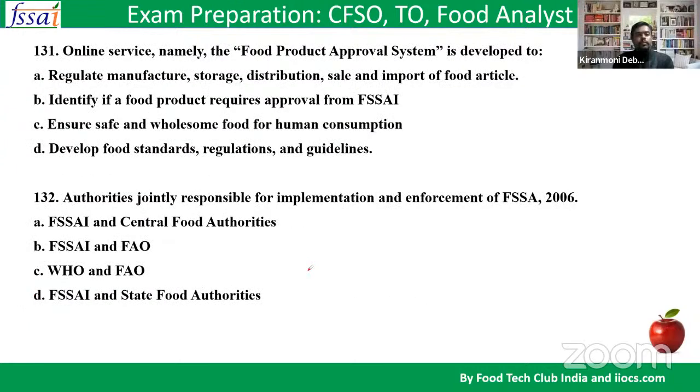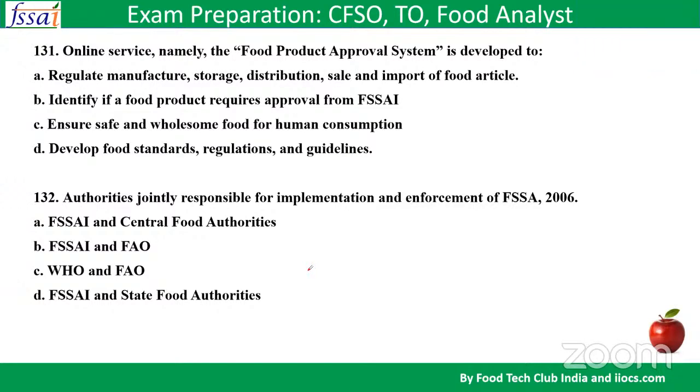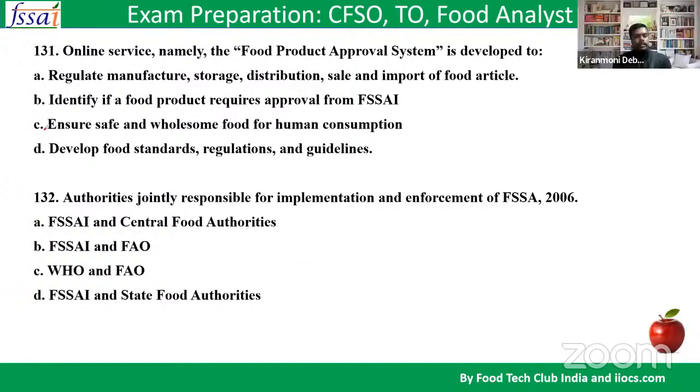Online service, namely the food product approval system, is developed to regulate manufacture, storage, distribution, sale, and import of food article. Identify if a food product requires approval from FSSAI. Ensure safe and wholesome food for human consumption. Develop food standards, regulations, and guidelines. What is the right answer? Online service, namely the food product approval system, FPAS. Maybe sir B. Yes, it's absolutely right answer. Right answer is option B.